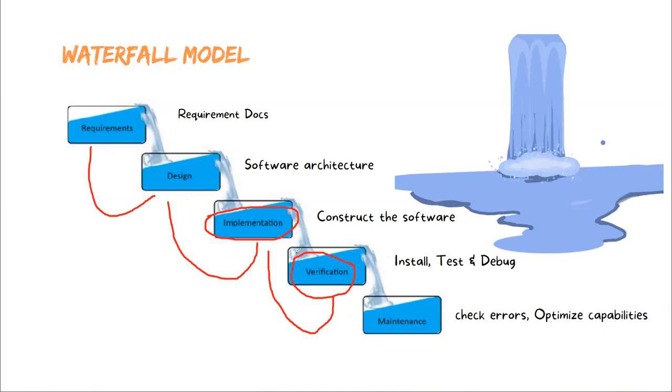For example, you are on the verification stage, but you have missed something on the implementation stage. If you miss it here, then the application is not going to function properly. Is there any chance of going back to the previous stage? We don't have, right? So due to this, we are having a major disadvantage in the waterfall model.